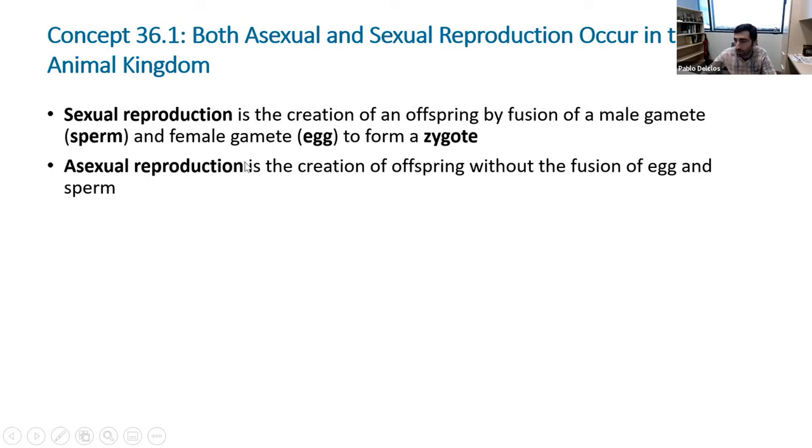And then asexual reproduction forgoes all of this. It's pretty much the simplest form of reproduction, where it just doesn't require the fusion of an egg and a sperm.